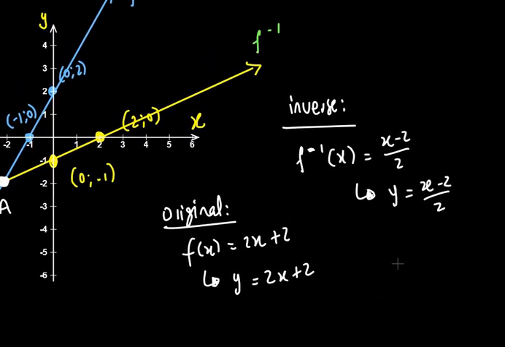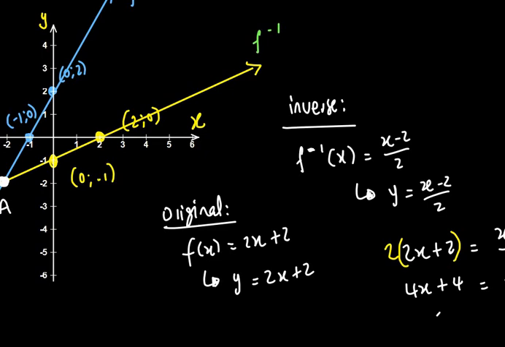I can say 2x plus 2 is equal to x minus 2 over 2. Then to solve this very, very fast, you just have to multiply both sides by 2. Multiply by 2, and then this whole thing will be multiplied by 2. If you do that, you're going to have yourself 4x plus 4. And then here you're going to have x minus 2.